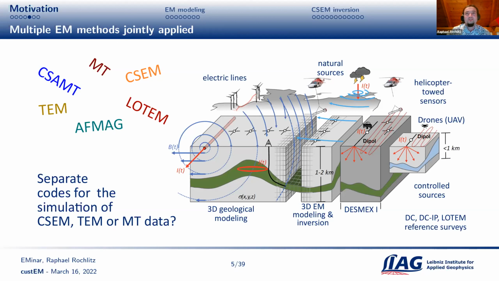But if you think about our modern electromagnetic surveys and investigation areas, it is often the case that we do not only use one single method, so for instance, CSEM only or MT only. We also combine methods to investigate our geological targets. And this is, for instance, what we are doing in our DESMEX project.